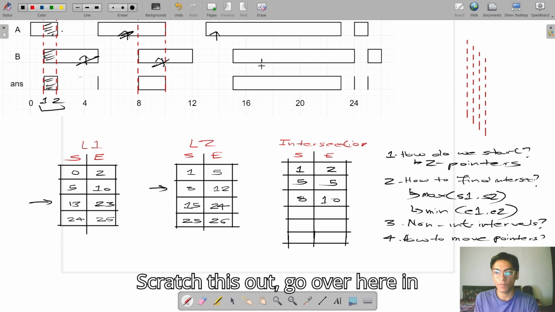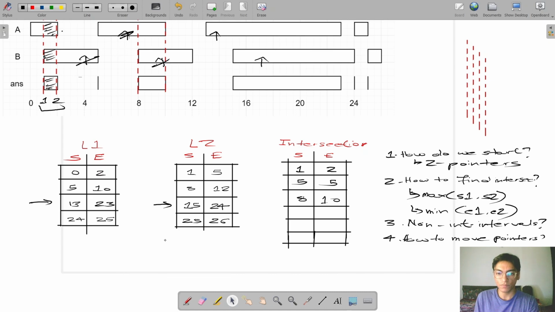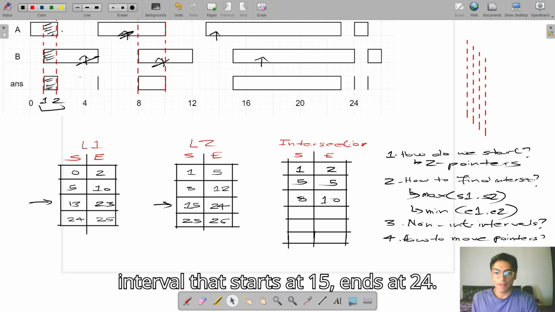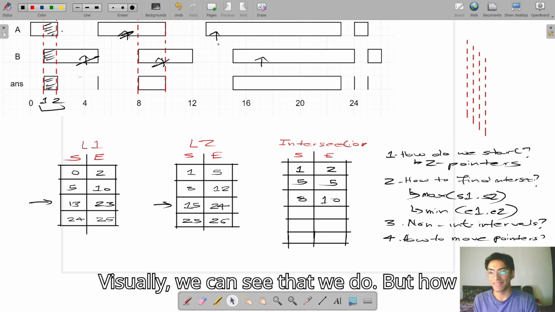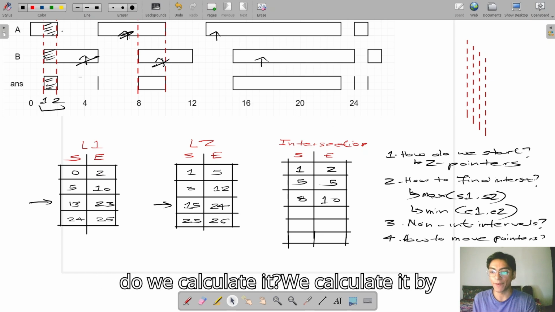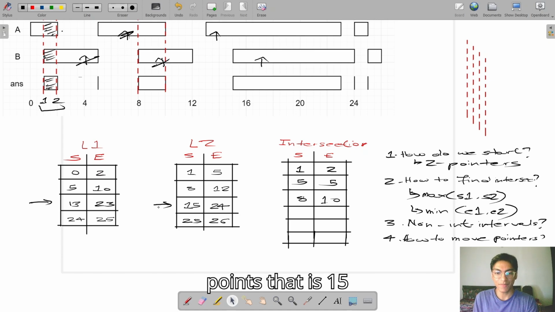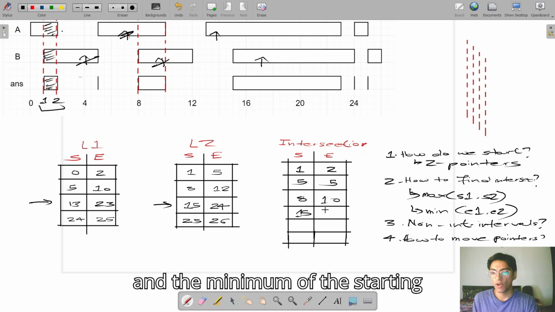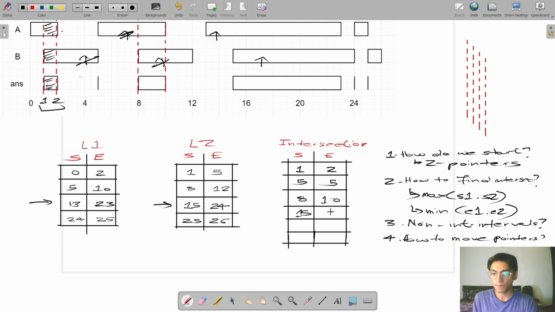Scratch this out. Go over here in list 2, right? So we move this pointer, come down to the interval that starts at 15, ends at 24. Now, do we have an intersection over here? Visually, we can see that we do. But how do we calculate it? We calculate it by getting the maximum of the starting points, that is 15, and the minimum of the ending points, that is 23.